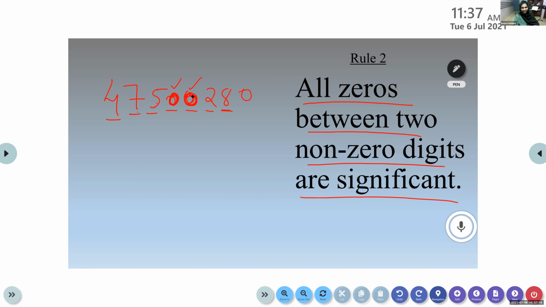Okay, ma'am. But we cannot take this last 0. Why? It is not between two non-zero digits. So we cannot consider it here. So what is the significant digit count of this value? 1, 2, 3, 4, 5, 6, 7. Here the number of significant digits is 7. Is it clear? Yes, ma'am. All zeros between two non-zero digits are significant.